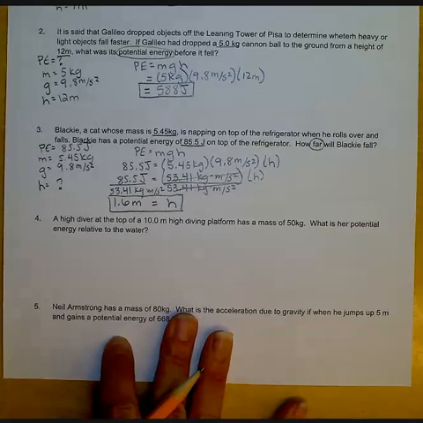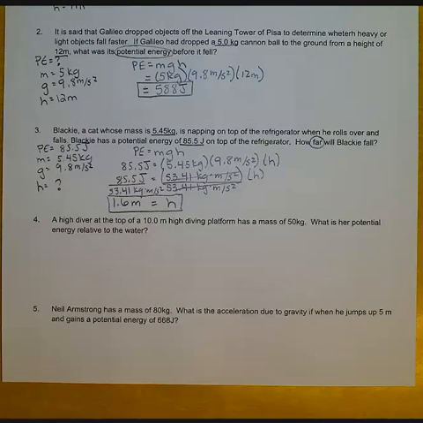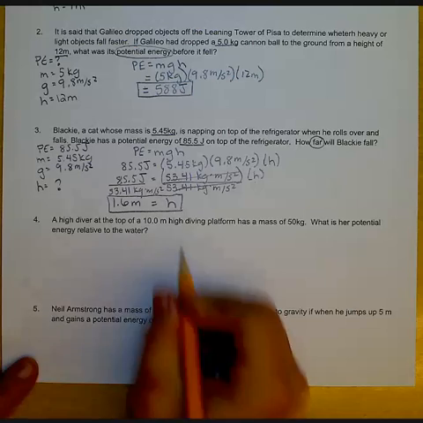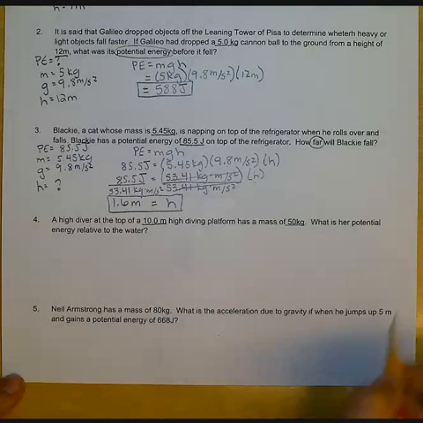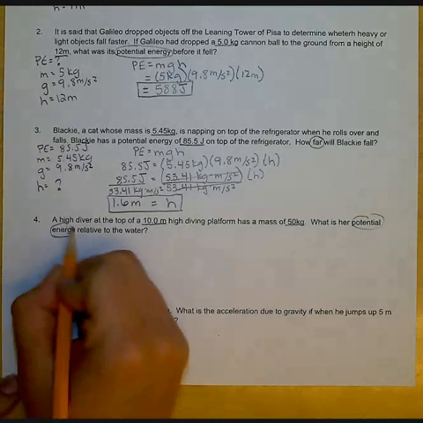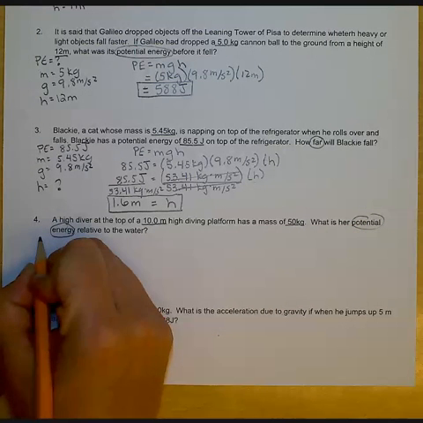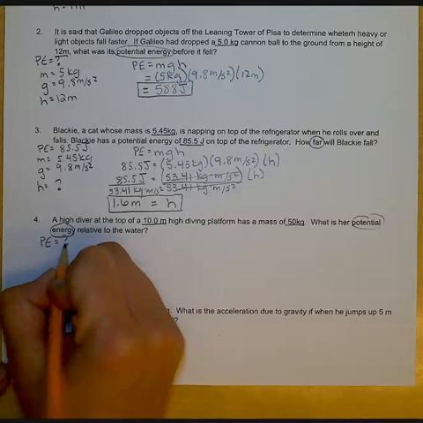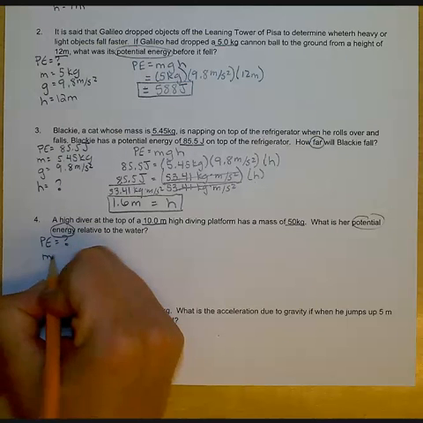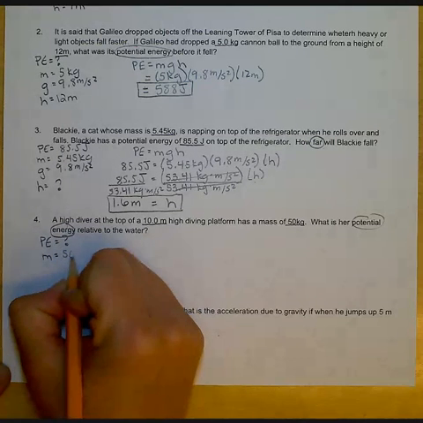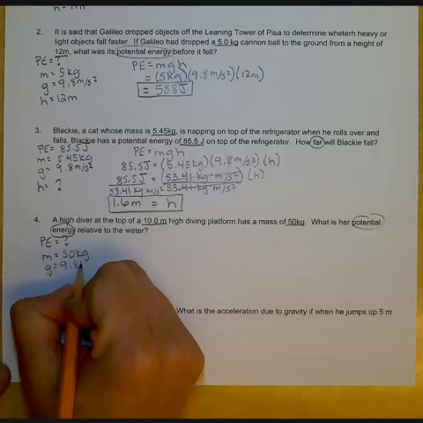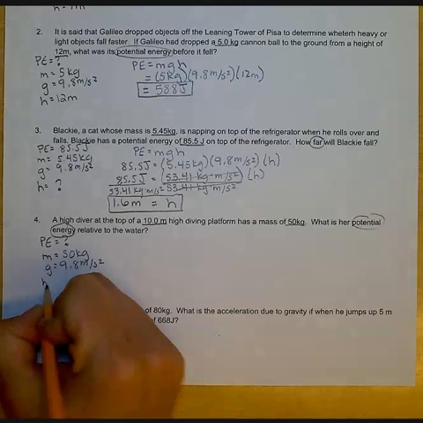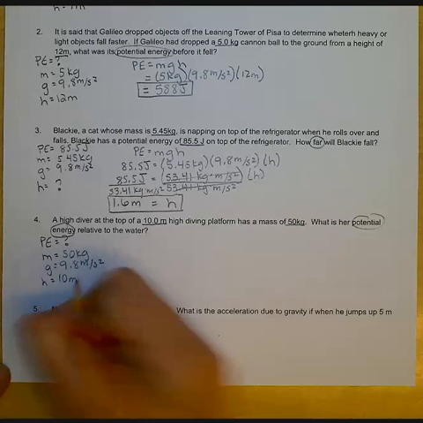Alright, so we're going to move that sheet up so you can see a little bit better. And we'll continue with number 4. A high diver at the top of a 10-meter high dive platform has a mass of 50 kilograms. What is her potential energy relative to the water? So it tells me, I don't know that potential energy. I'm looking for that number. The mass is going to be 50 kilograms. The gravity on Earth is 9.8 meters per second squared, and our height is going to be that 10 meters.